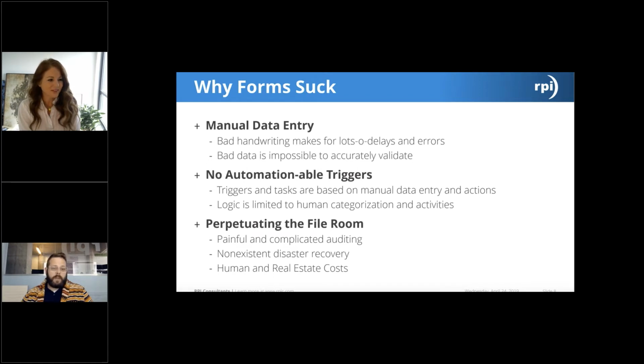You also have the inability to really trigger anything off of it. So if it's paper, we don't have any way to have a digital driver for other actions that we may already have automated or would like to automate. And so the logic or the decision making is really limited just to, if I'm an HR clerk, what decisions have I been trained to make? What decisions am I comfortable making? What options do I even know I have available? So it's limited to human categorization in those activities.